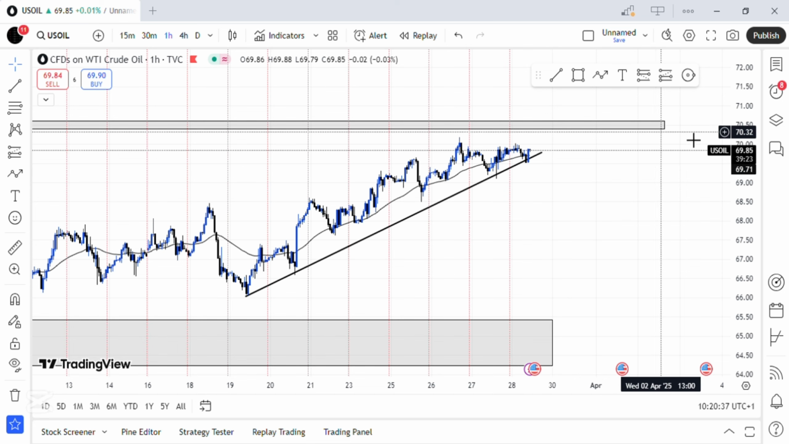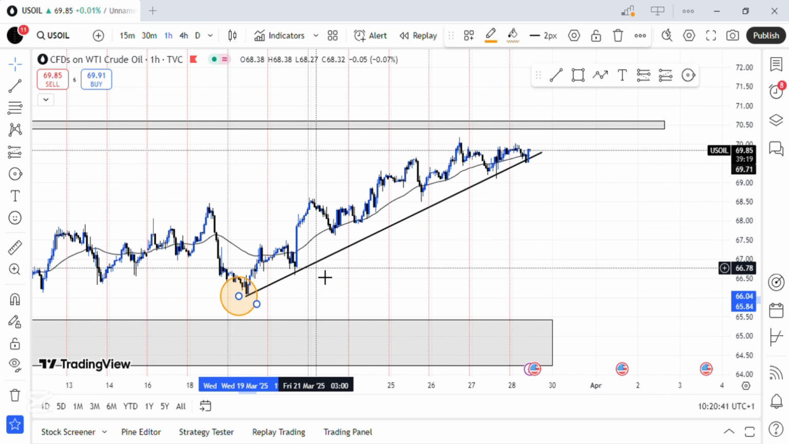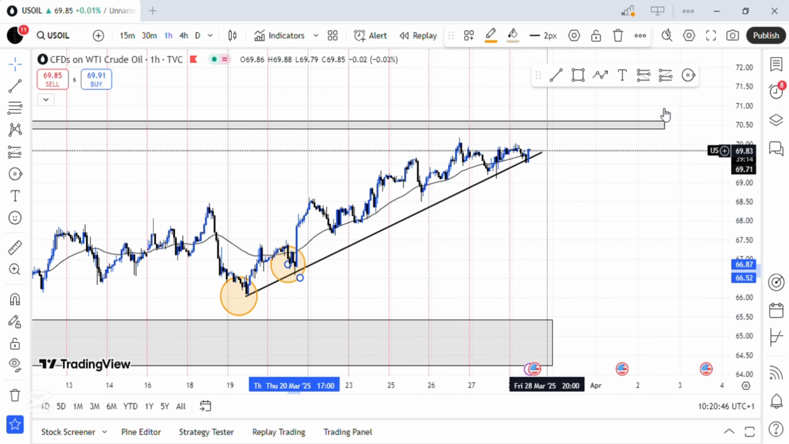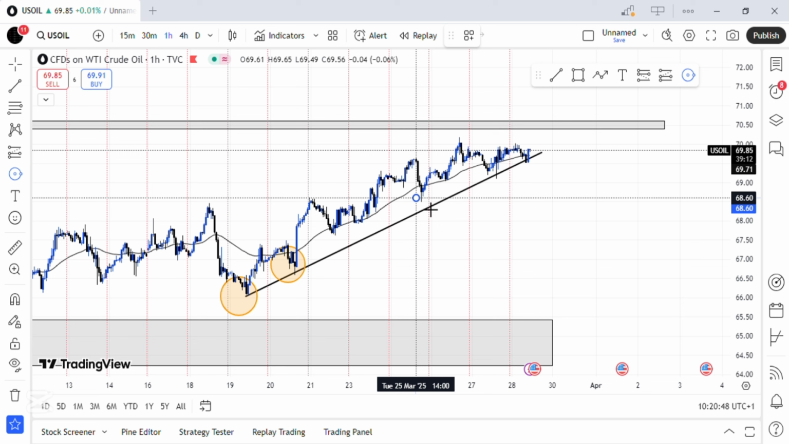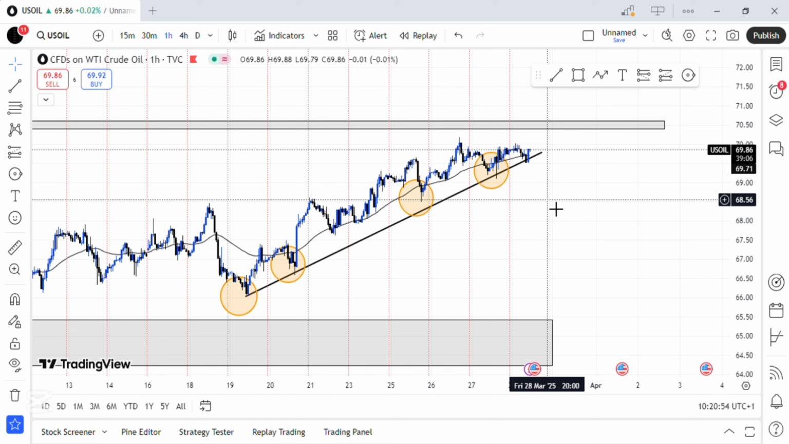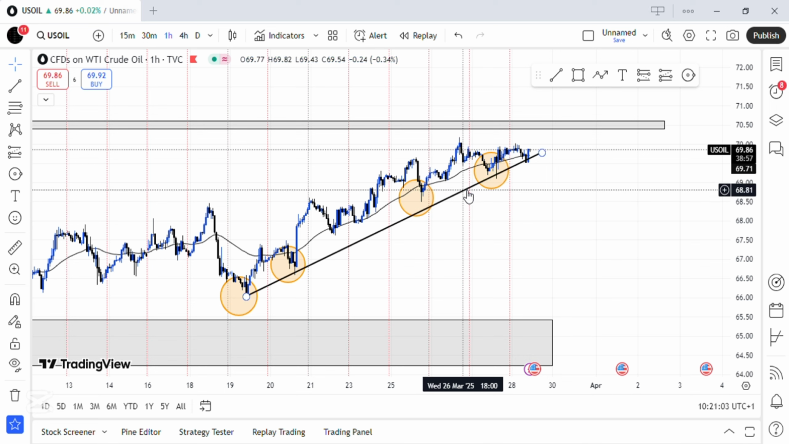So what qualifies this to be an uptrend? This is the first touch, second touch, third touch, and the fourth touch. Like I said, this particular trend line now is also known as a line of support because price has come there multiple times. Trend lines are also known as support.